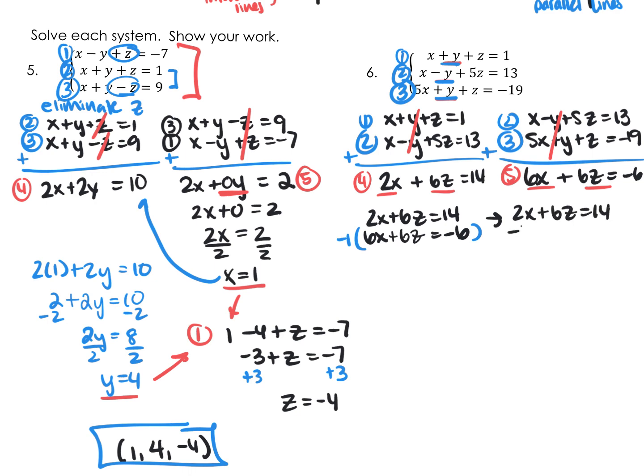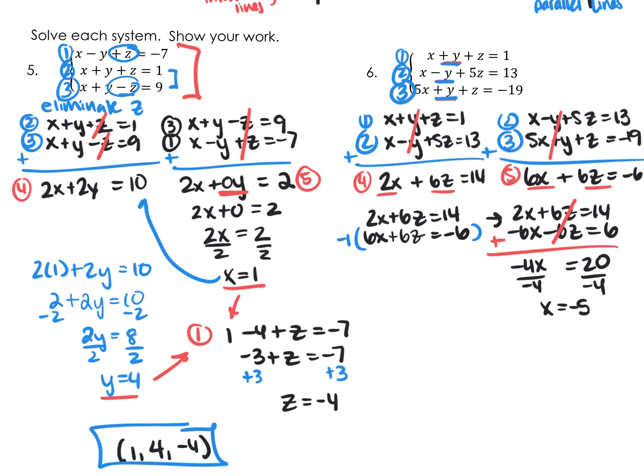And the second one will be negative 6x minus 6z and positive 6. And now when I add these together, I'll get negative 4x. The z's will eliminate. And we'll get 20, and now we can solve for x by dividing by negative 4, and we'll get x is equal to negative 5.